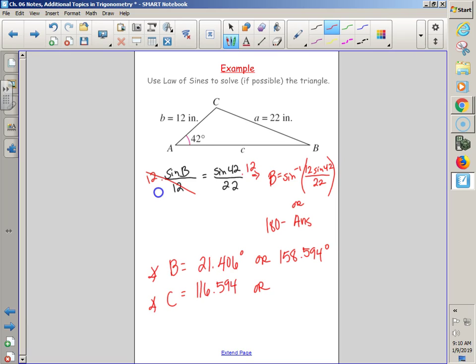But what happens over here? We have an angle of 42 that must be true. Sine inverse technically allows us to go first quadrant or fourth quadrant, an acute angle and an obtuse angle. But can this obtuse angle join together with that guy to make a triangle? No, it's impossible. Because 158.594 plus 42 is greater than 180.